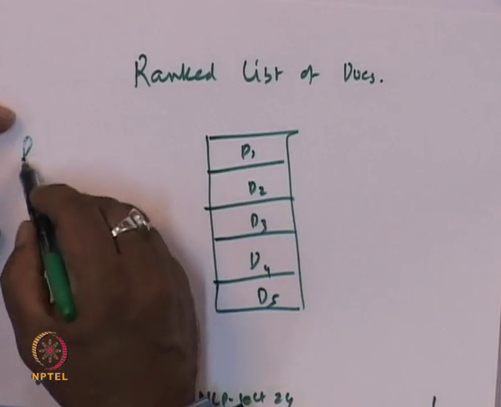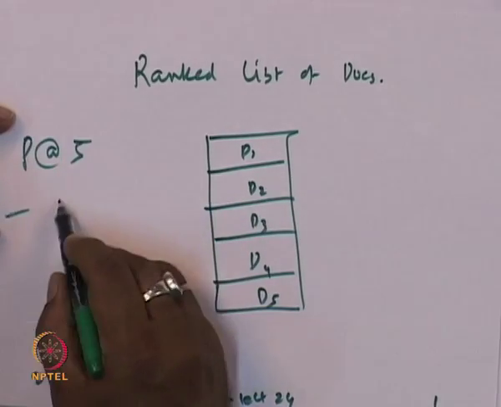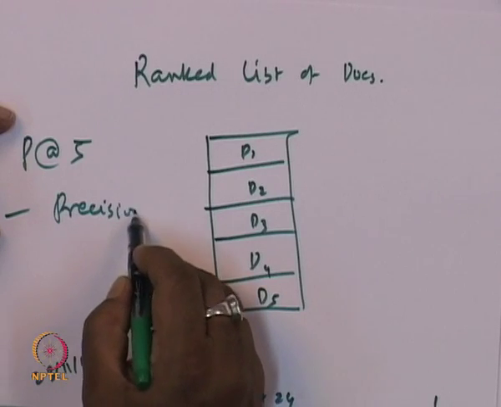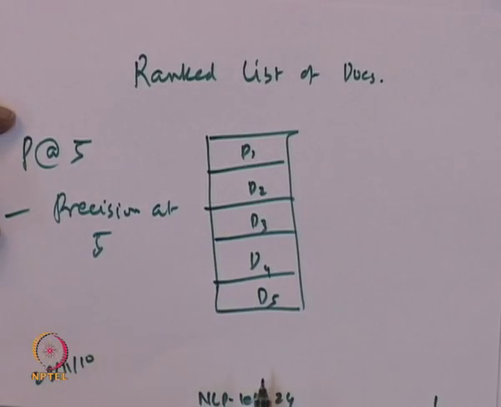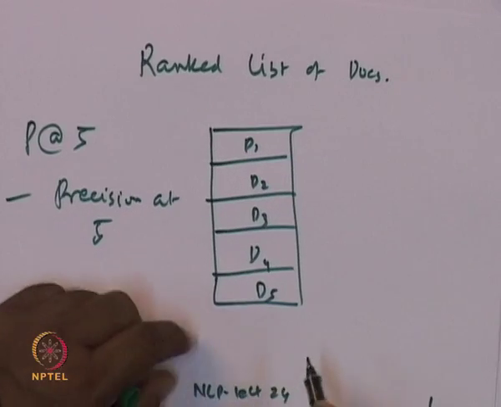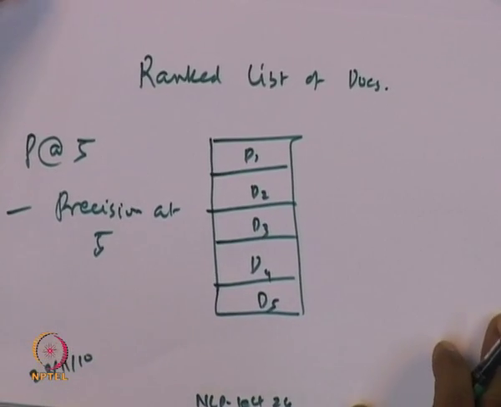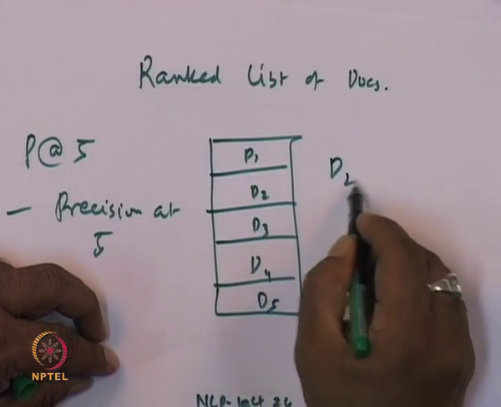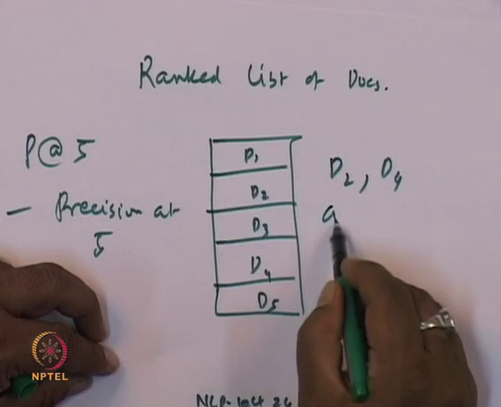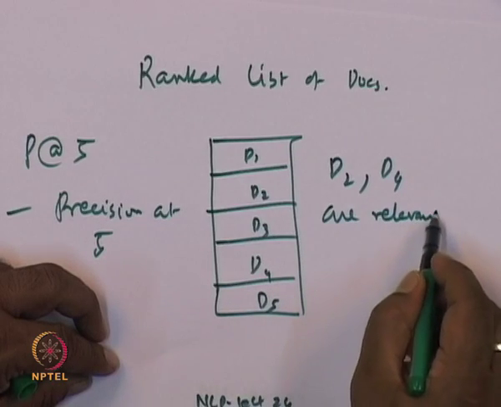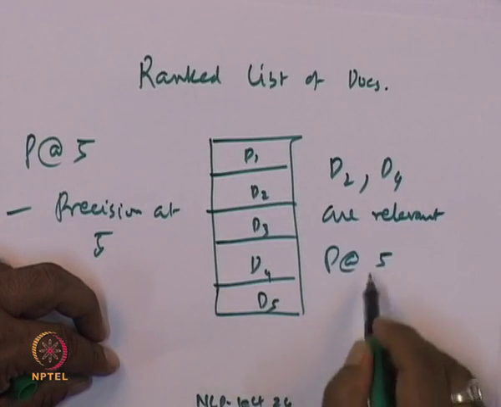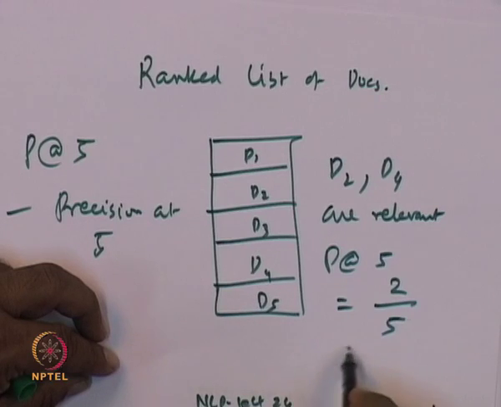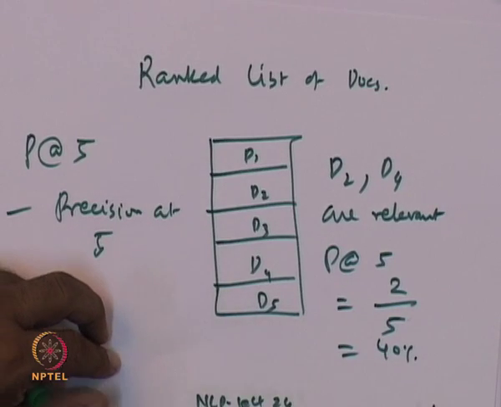Now, the concept of P at 5, that is precision at 5, is that out of these documents, let us say D2 and D4 are relevant. Then P at 5 is 2 by 5, which is 40%.